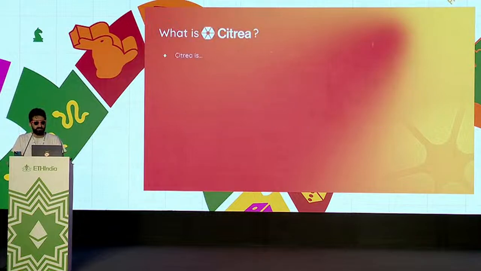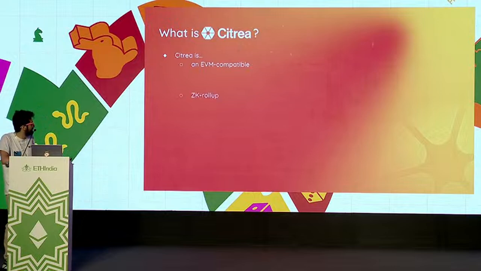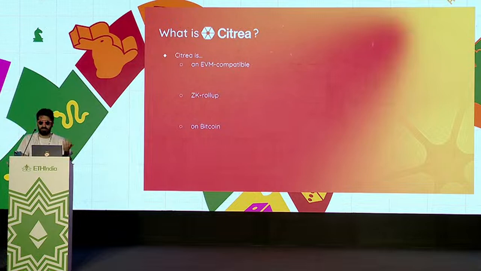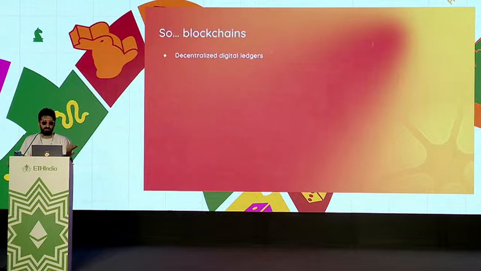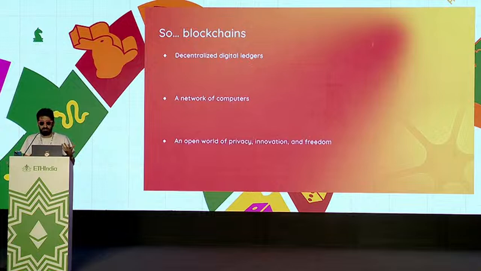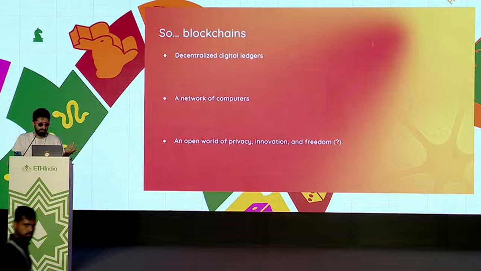So Straya is essentially an EVM compatible ZK rollup on Bitcoin, and if you're not aware of these concepts, I think first we should dive into what these mean. Blockchains are basically decentralized machines. It's a combination of multiple machines that does some computation. It's a network of computers at the end of the day. And we're building these because we believe they're a whole new open world of privacy, innovation, and freedom. Even though we failed a bit since the launch of Bitcoin, we still believe there's a long way to go, and we can still achieve all these.